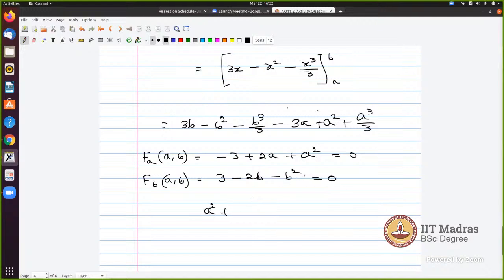So a square plus 2a minus 3 equal to 0. What are the solutions for this? Minus 3 or 1. Yes, sir. Minus 3 or 1. Yeah. So this is a plus 3, a minus 1.